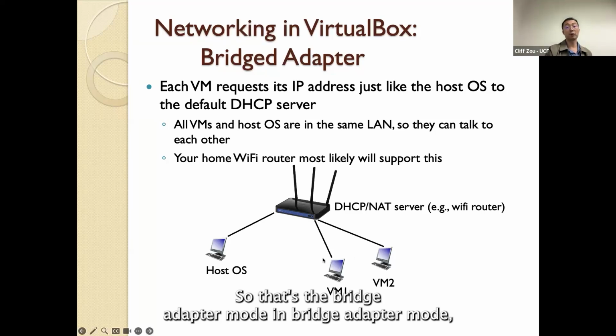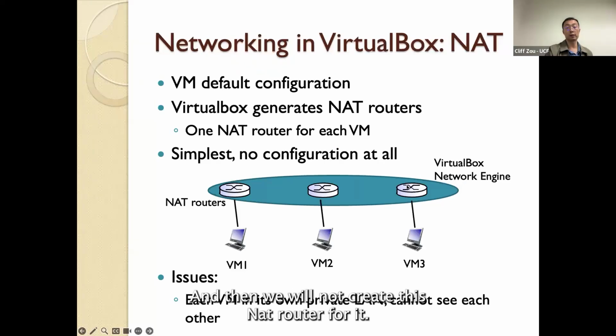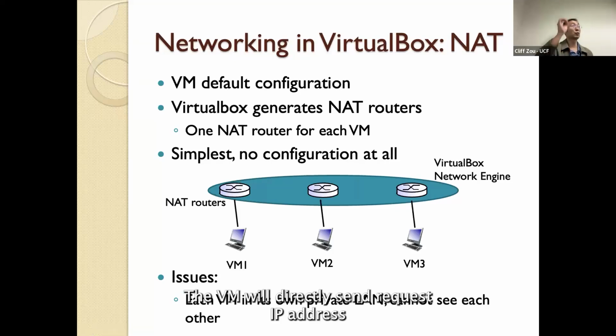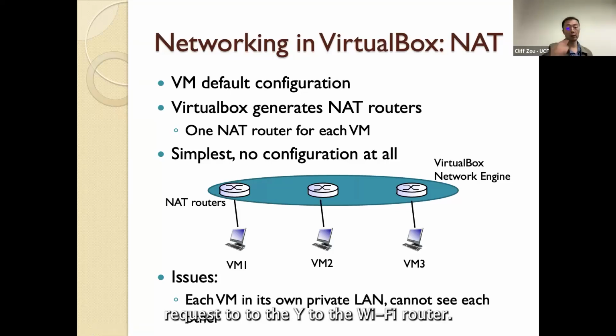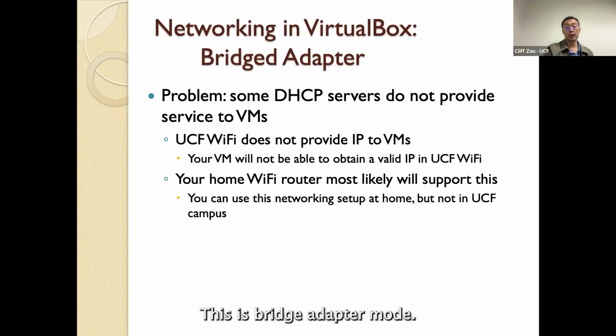In bridge adapter mode, the VirtualBox network engine will not create this NAT router for it. The VM will directly send the IP address request to the Wi-Fi router. This is bridge adapter mode.